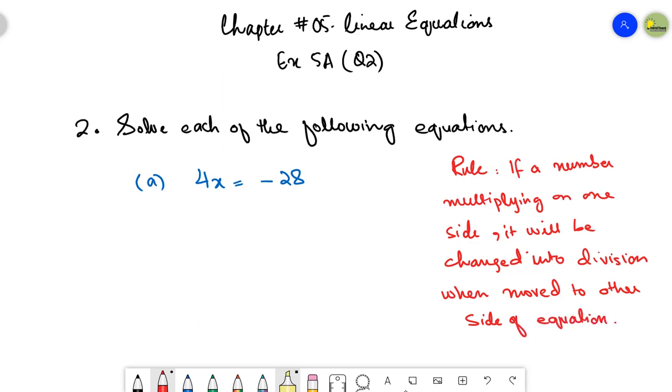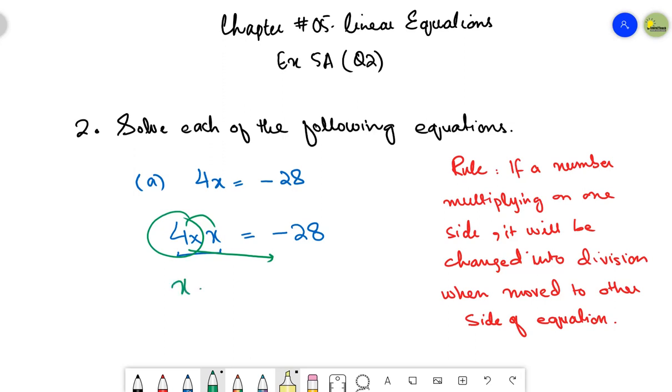It means I'm talking about the operation over here. 4x means that 4 is multiplying. There is a multiplication between them. 4 is multiplying with x. So in order to find out the value of x, you have to remove this 4 that is present with x in multiplication. Whenever you need to move a value that is multiplying with something and shift it to the other side, it will be written in the denominator, or on the other side it is going to divide. This is what the rule says.